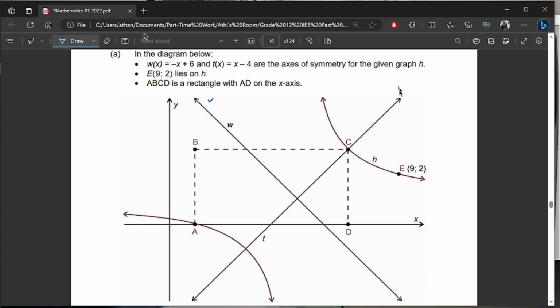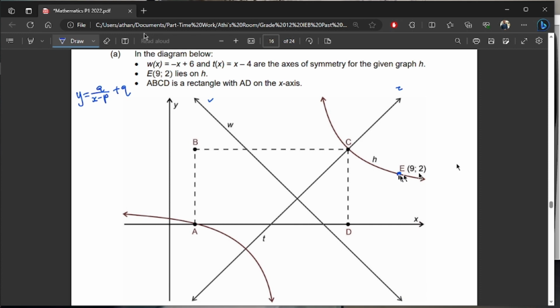There you go. w and t are the axes of symmetry for the given graph, which is h, and you can see that h is a hyperbolic graph, or hyperbola. The function of a hyperbola is shown by a over x minus p, plus q. And then let's continue. E lies on the graph of h.